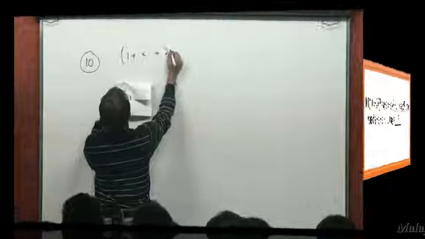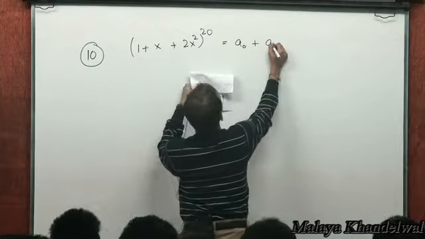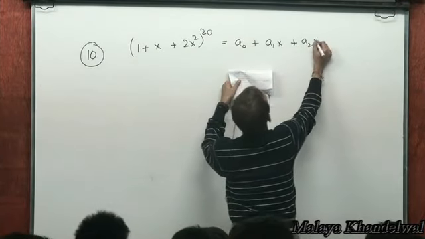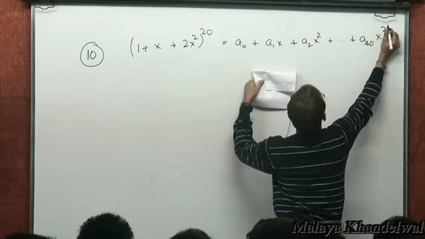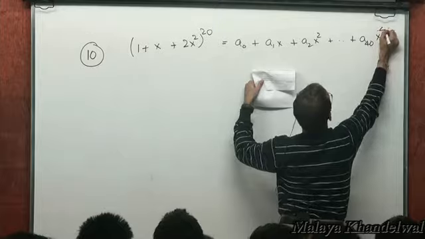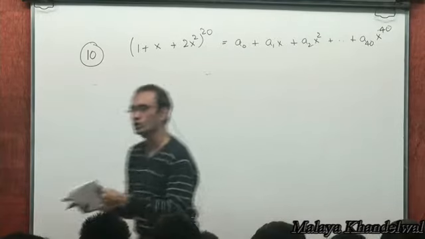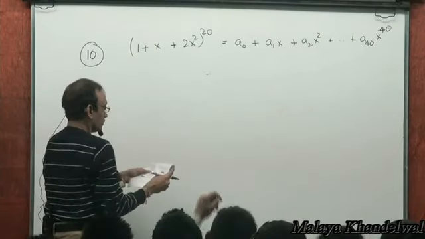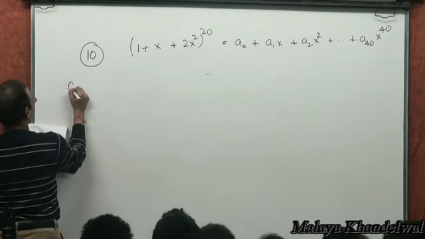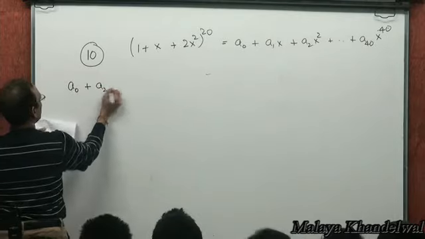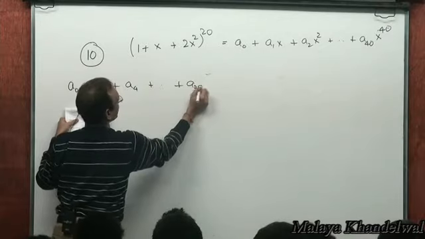One plus x plus 2x squared to power 20. Very clearly, highest power of x will be 40 only. You can see that, right? x squared into x squared into x squared 20 times, that's going to be x power 40. We want to find the value of a0 plus a2 plus a4 plus up to a38. All right.